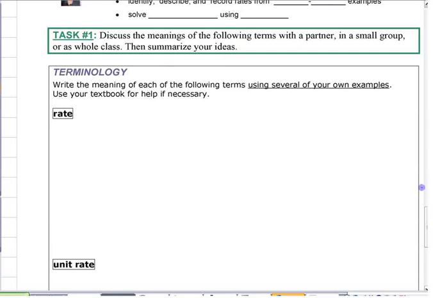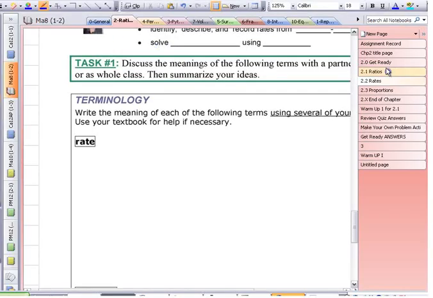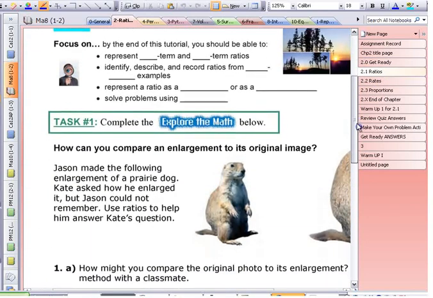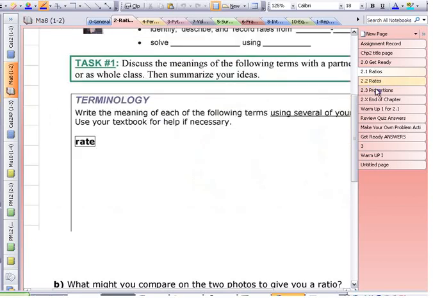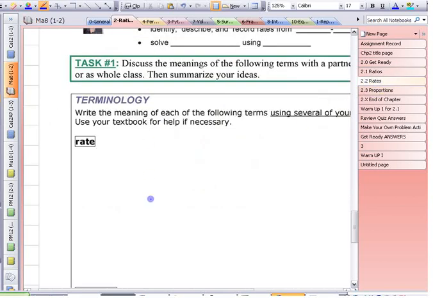Notice, am I asking you to do explore the math for this particular section? Does it say explore the math here? Remember that for the first one, it says explore the math. You don't need to do the explore the math. I didn't put it in here.